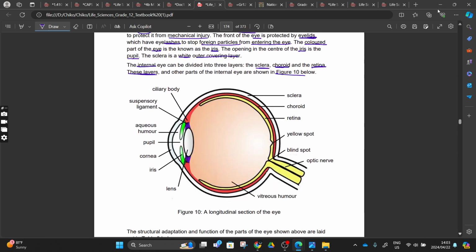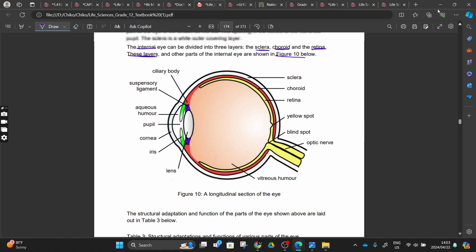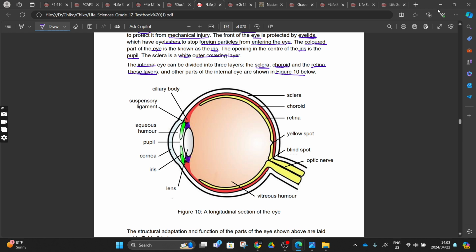So now let's come to the structure of a human eye, right? You can see we have many parts, but we can come up with a strategy to understand them. Here's the strategy: we'll start with the layers. We have the outer layer, the middle layer, and the inner layer at the back of your eye.